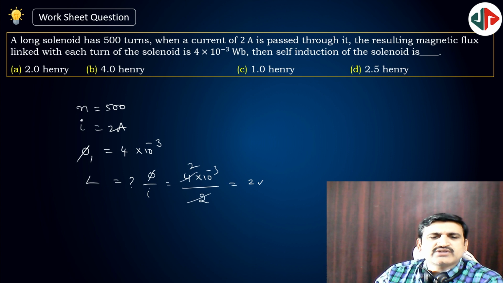So this is 2 into 10 to the power of minus 3 into 500, where N is the total flux, right? So 2 fives are 10, 1000. So 1 Henry will come. 1 Henry means option C.